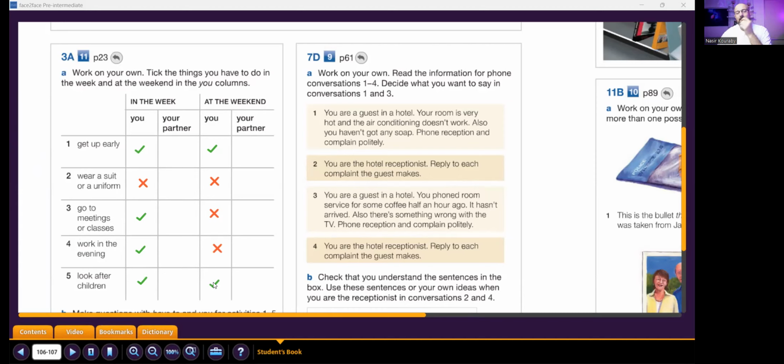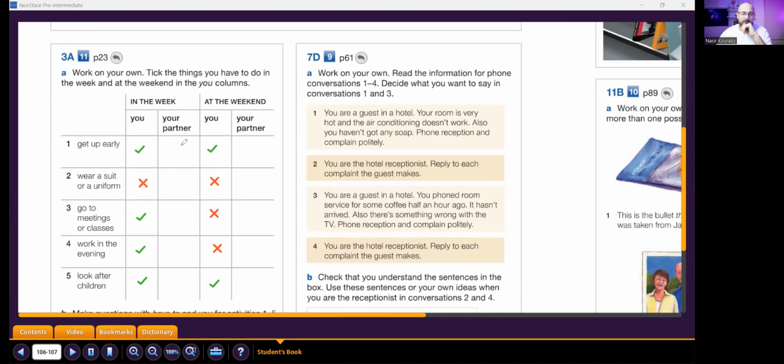So now this is about myself, okay? So what I want you to do, you write sentences about yourself. You say, for example, for the first one, get up early in the week: "I have to get up early in the week. I have to get up early at the weekend." Number 2, wear a suit or a uniform: "No, I don't have to wear a suit or uniform in the week." So you write sentences about yourself. This is the first thing, and write them down in the comments so I can check them for you.